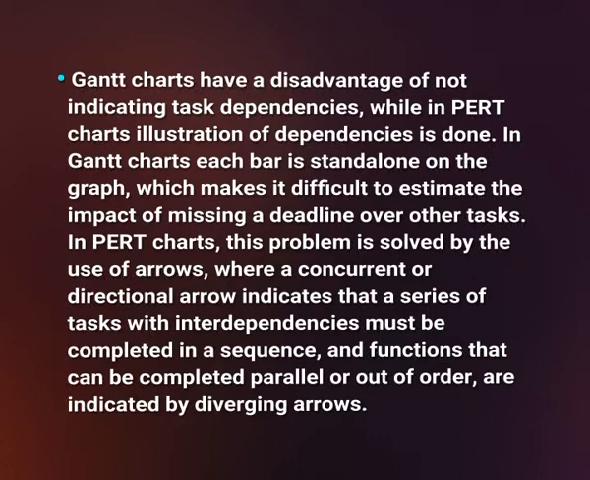In a Gantt chart, each bar is standalone on the graph, which makes it difficult to estimate the impact of missing a deadline over other tasks. In a PERT chart, this problem is solved by the use of arrows, where a concurrent or directional arrow indicates that a series of tasks with interdependencies must be completed in a sequence, and functions that can be completed in parallel or out of order are indicated by diverging arrows.